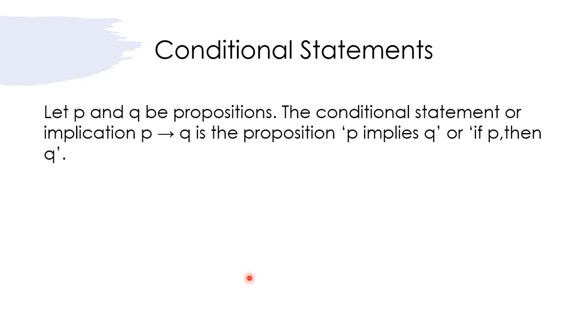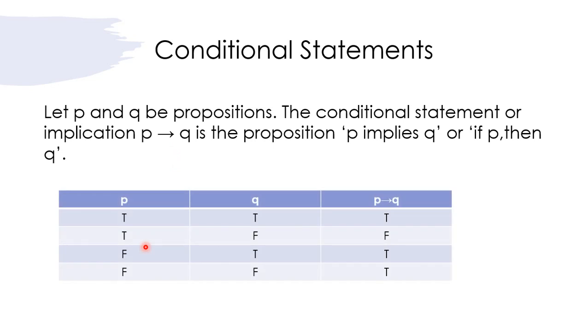We will now turn our attention to the conditional statements. So let P and Q be propositions. The conditional statement or implication, P implies Q, is the proposition P implies Q, or it can also be read if P then Q. And here we have the truth table for the conditional statement. As you can see, P implies Q is only false when P is true and Q is false.